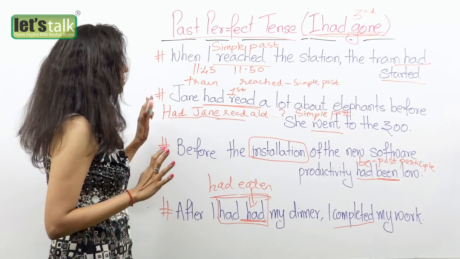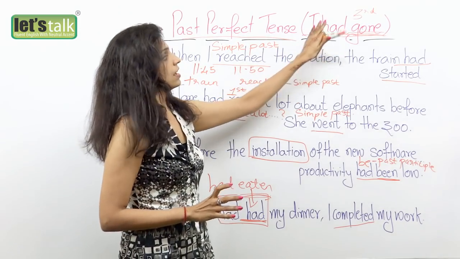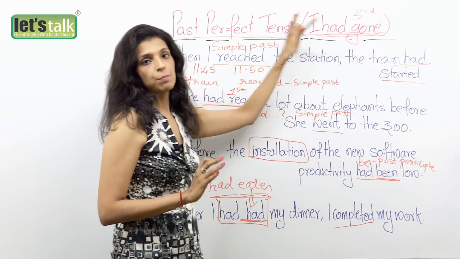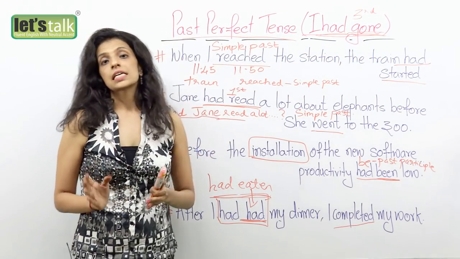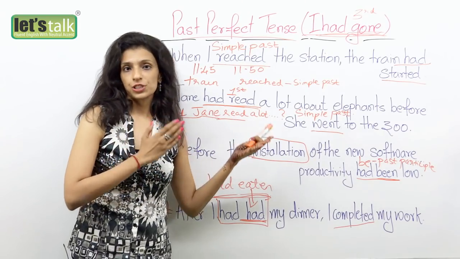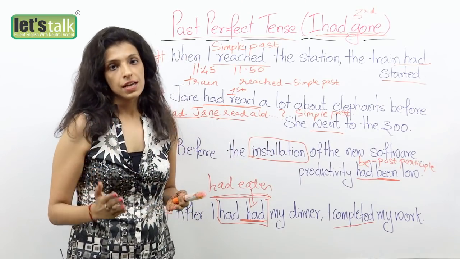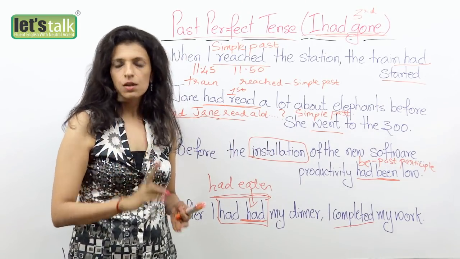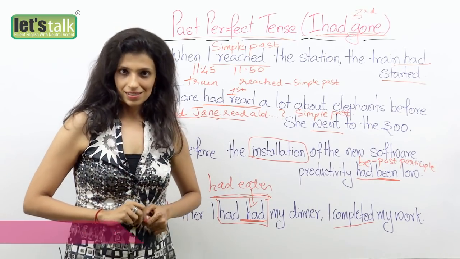Okay friends, so remember, use had and a third form of the verb to make a past perfect tense. Use it to link it in the past when you want to show one action happened first and then there was another action. The action that happened second always comes in the simple past tense.